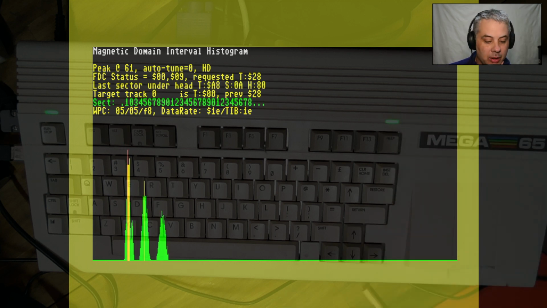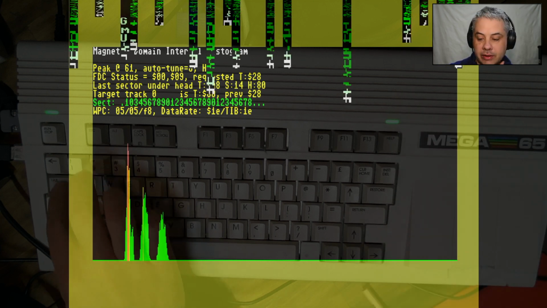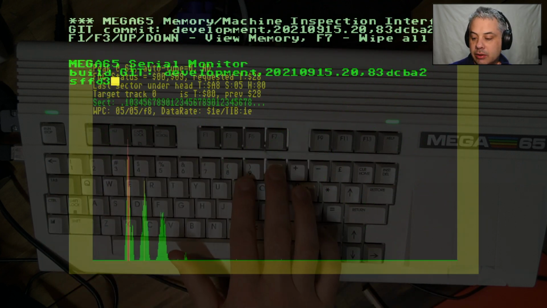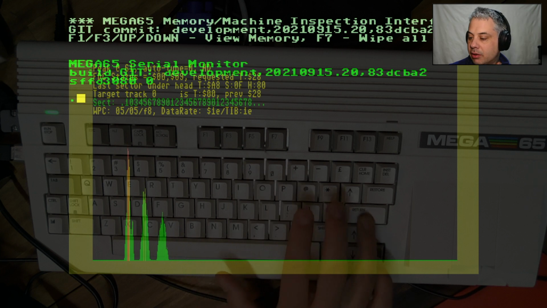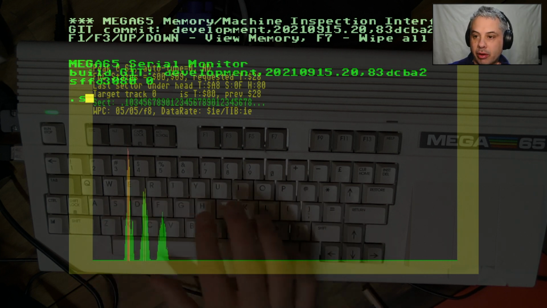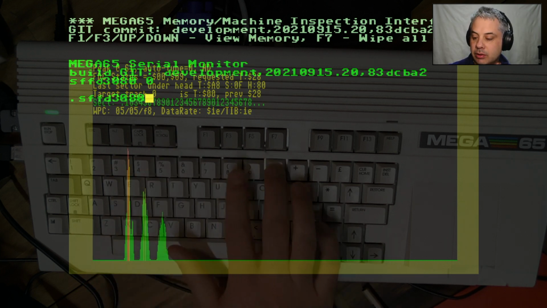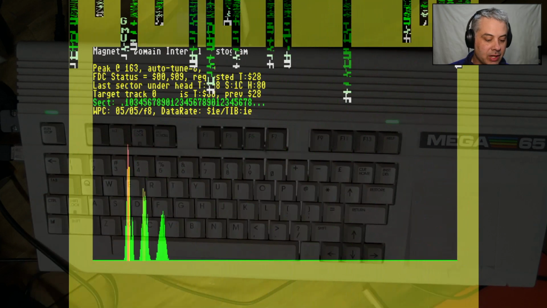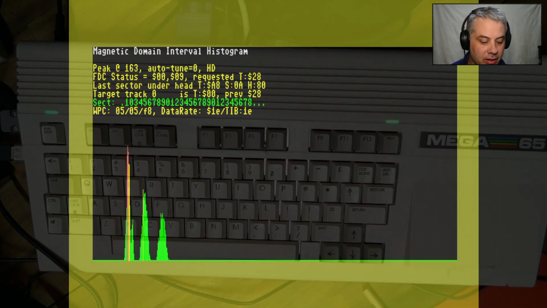So if we were to turn the motor off, I have to remember now, I think, there you go, floppy motor is off, floppy motor is on. You're welcome. So, that's about as far as we can get with MFM.